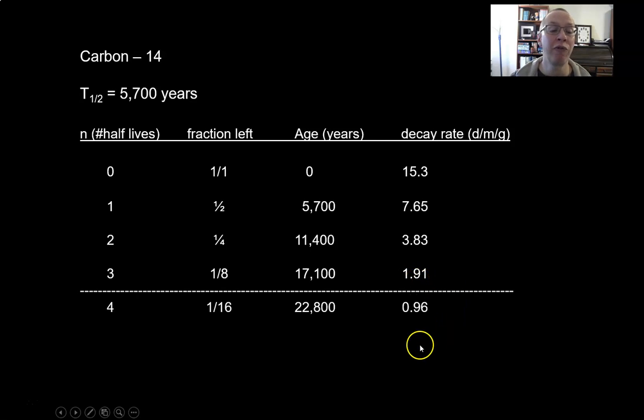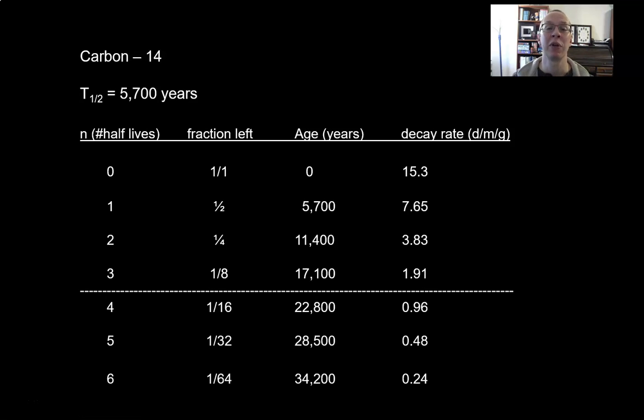If we go to 4 half-lives, we again add 5,700 years, and we have our fraction and our decay rate. 5 would give us this, and 6 would give us this. If you need to, you can pause the video here to fill out your data table, and you will be using pretty much the same data table for all of our different problems. Let's move on.